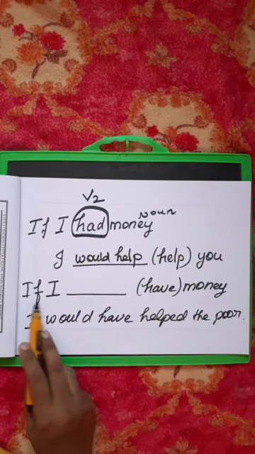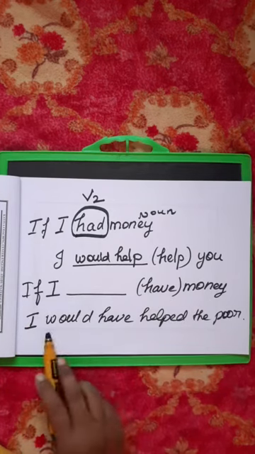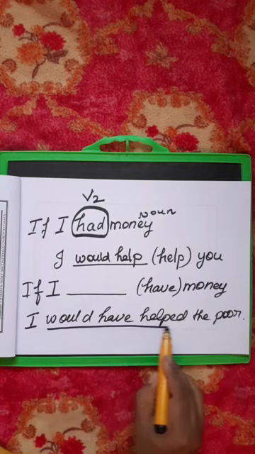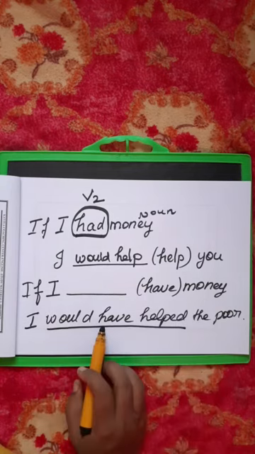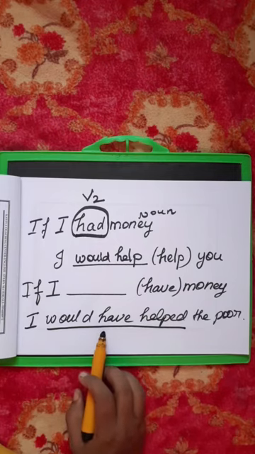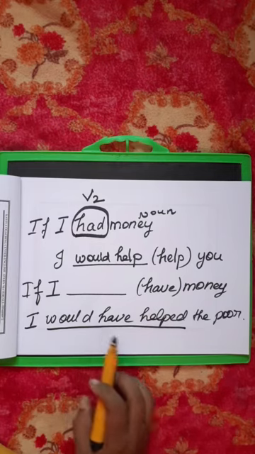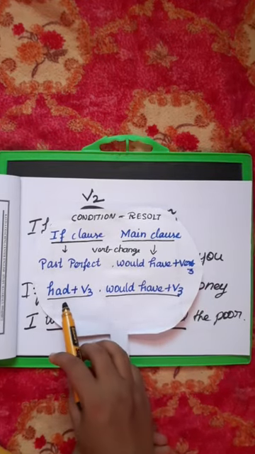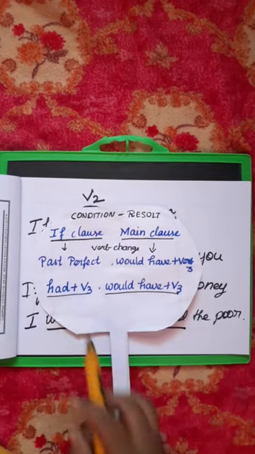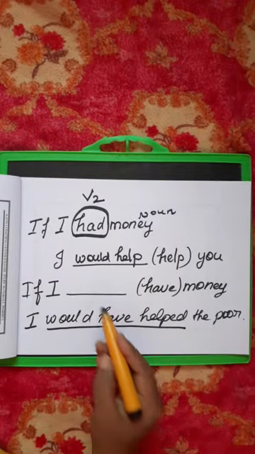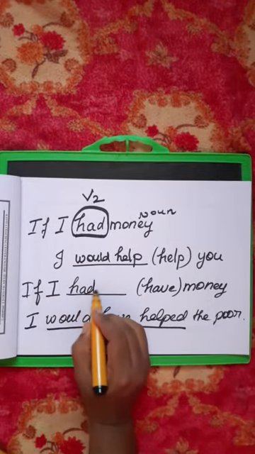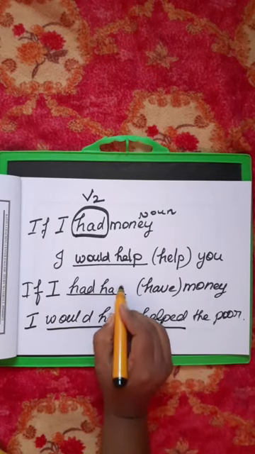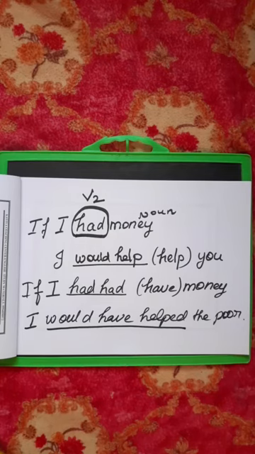A similar example. If I dash have money, I would have helped the poor. Let's see the verb. What's the verb here? Would have plus V3. So it is type 3, isn't it? What do we have to use? Would have plus V3 means had plus V3 in the if clause. So what is the answer? Had plus V3. What is the third form of have? Had. If I had money, I would have helped the poor.